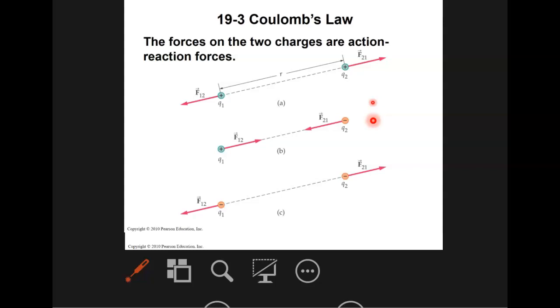This is important when you're trying to find the total force on one charge. If I involve one more charge, if there are 3 charges, then you have to find the forces for each of those charges. Just one more example here: if charge 1 is negative and charge 2 is negative, again, they're going to repel. So whether both charges are positive, as in A, or both are negative, as in C, they're going to move away from one another. And the one time when they are a positive and a negative charge, they're going to go towards one another.